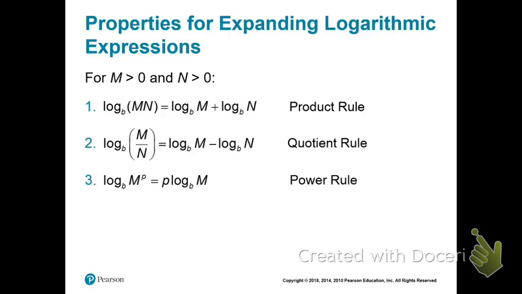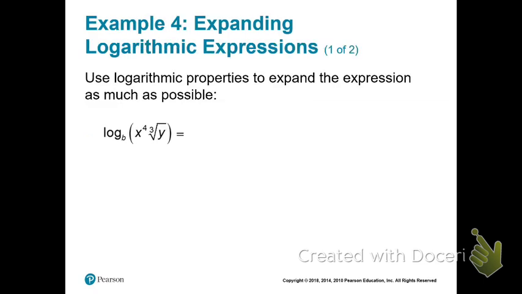All right, so this is just going over those properties. We have our product rule, which means we're going to separate them by adding, or if they're being added, we can put them together with multiplication. The quotient rule, if they're being divided, we can separate them with subtraction, or if they're being subtracted, we can put them together with division. And then the power rule, we can take the exponent and make it the coefficient, or if we have a coefficient, we can make it become the exponent. All right, so now we're going to put it all together, and we're going to use the log properties to expand. Remember, to expand means to make bigger.